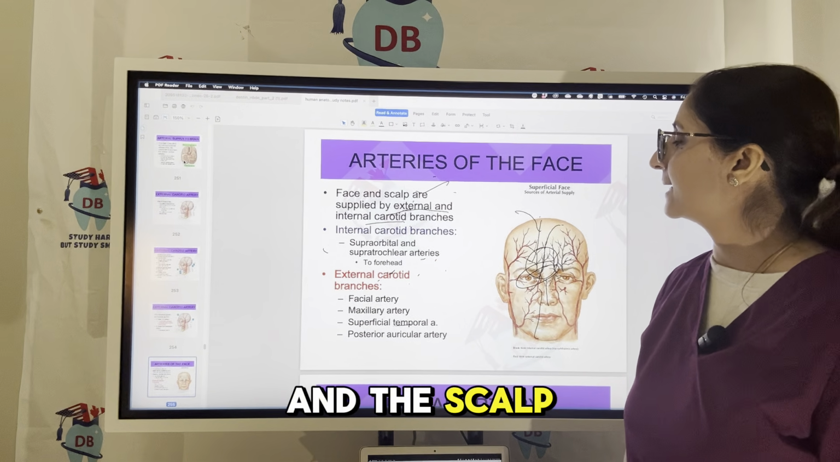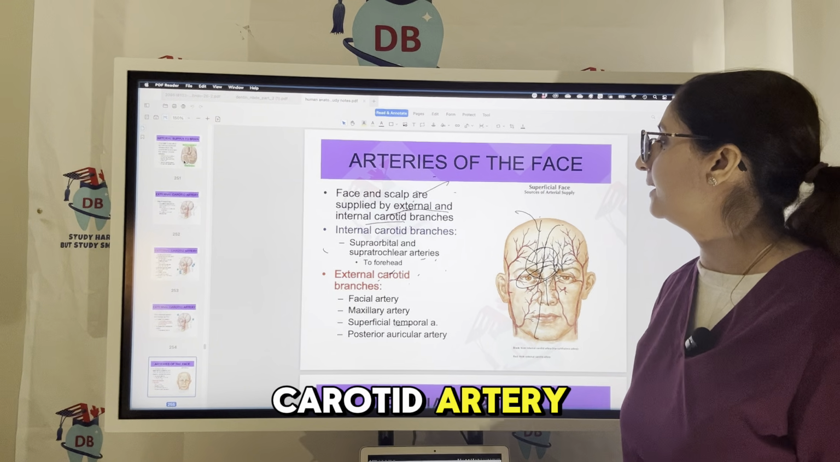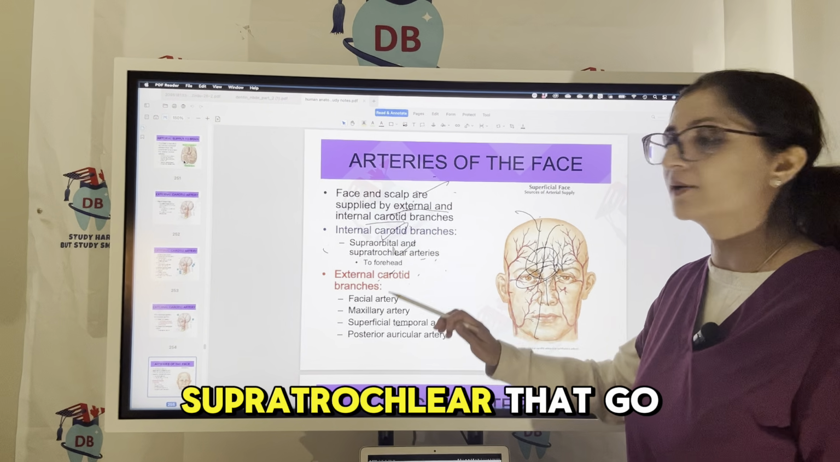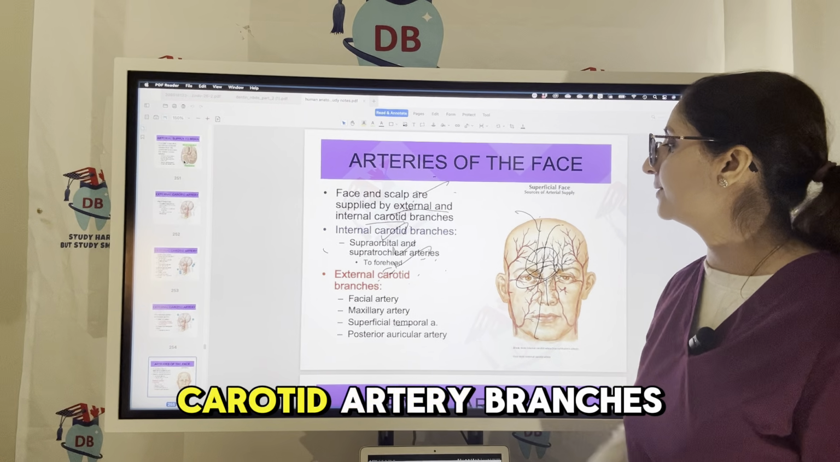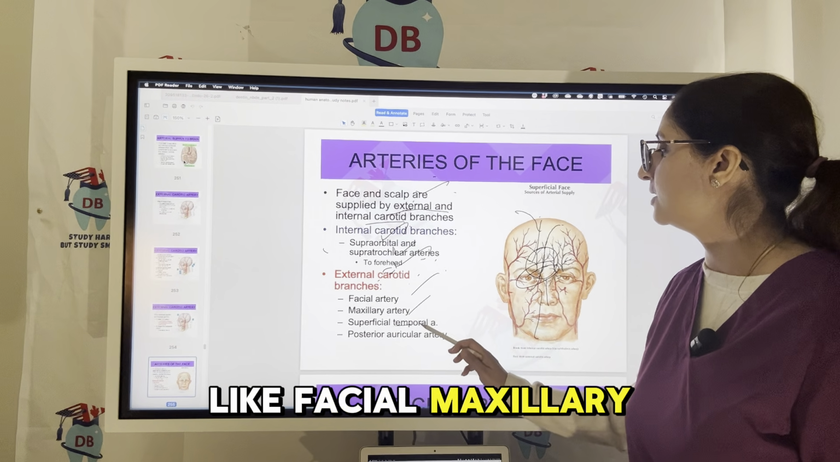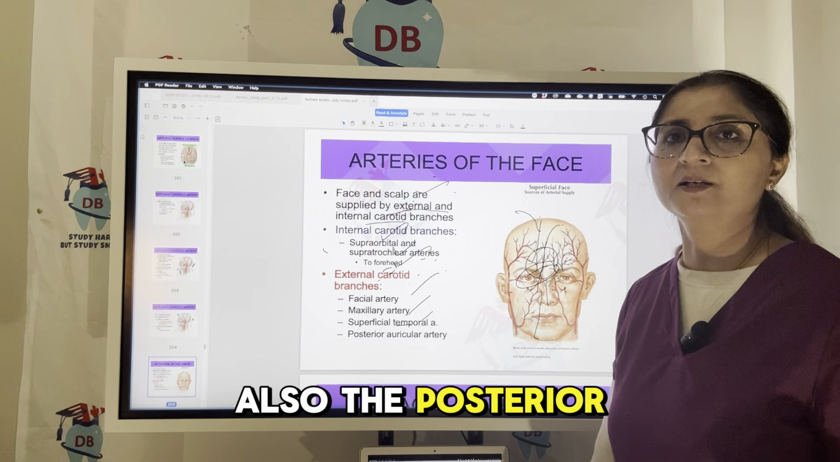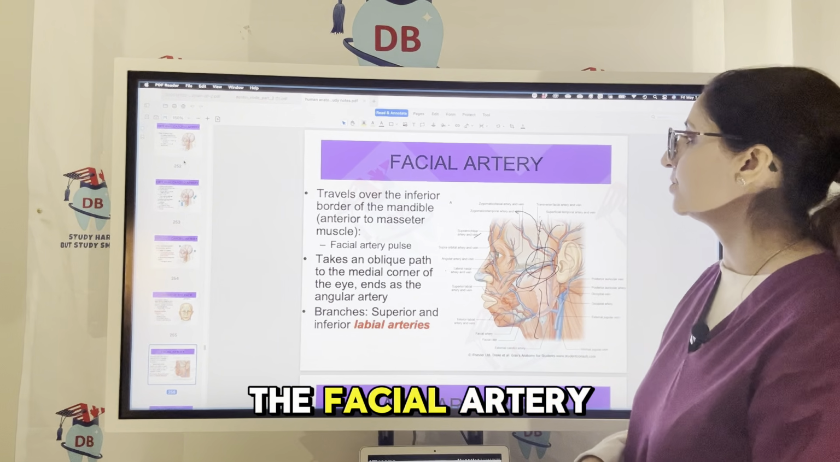Now the face and the scalp are supplied by the external and internal carotid arteries. Internal carotid branches are the supraorbital and supratrochlear that go to the forehead, and the external carotid artery branches like facial, maxillary, superficial temporal, and also the posterior auricular. The important branch we have is the facial artery here.